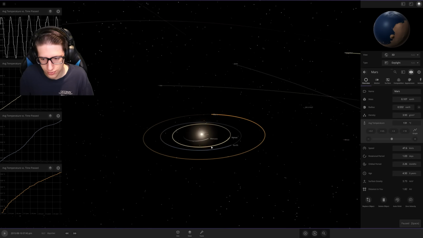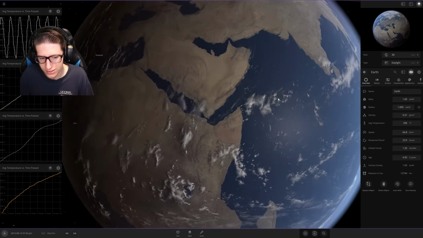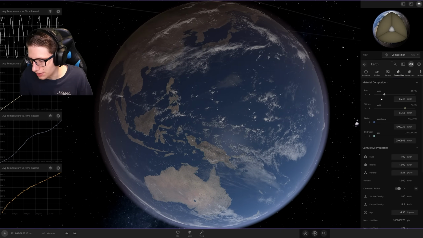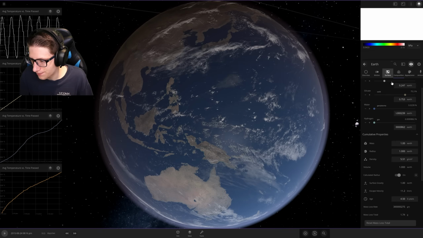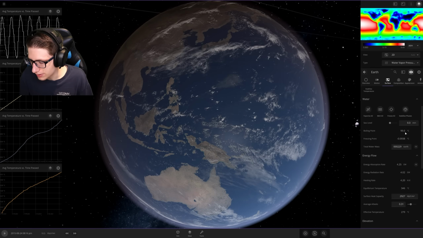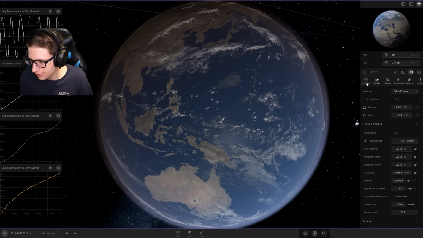Let's go look at Earth. Earth's at 300 degrees. For some reason, there's still water on the surface, though. I'm kind of concerned by this. I feel like something is horribly wrong. Do I need to turn off the... There's got to be something I have to do to make this work. I feel like it's the climate system I have to turn off.